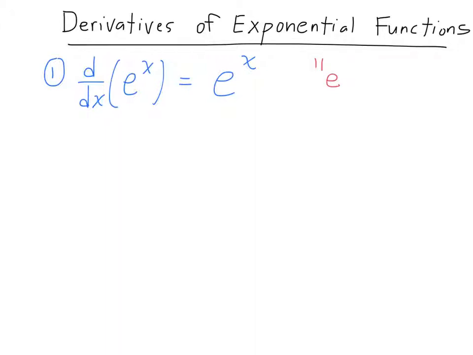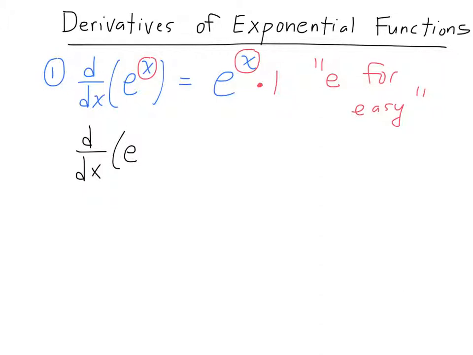So remember, e for easy. It's easy because you get the same thing back. Now technically here we have x as our power. We're really chaining along the derivative of x, which is 1, but we don't bother to write that. So what we have to keep in mind is if we are finding the derivative of e to any function, most of the time it's not just going to be e to the x. It's going to be e to the x squared plus 5, or whatever the function may be.